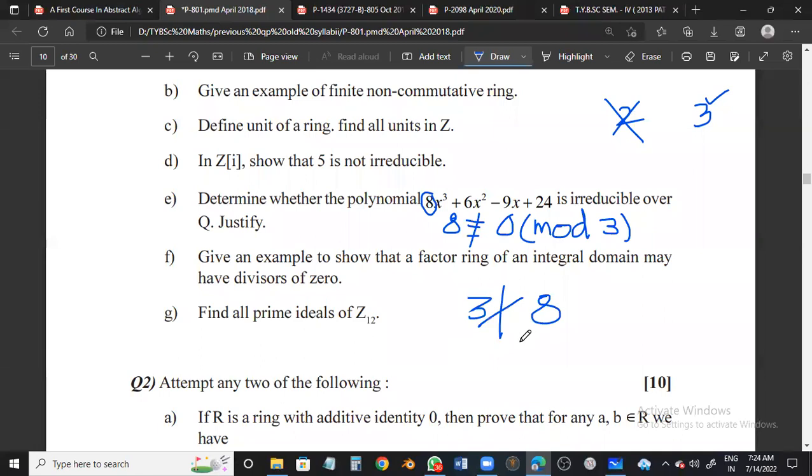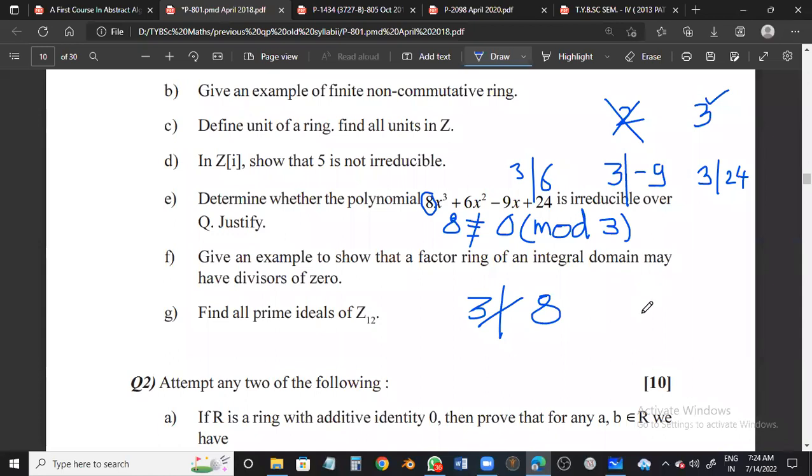Okay. Then talking of 6 and 9, you can write there 3 divides 6, 3 divides minus 9, 3 divides 24. So what our requirements are is known to you. You can start like this. The only condition was that our leading coefficient must not be divisible by that prime. So that is what we have.